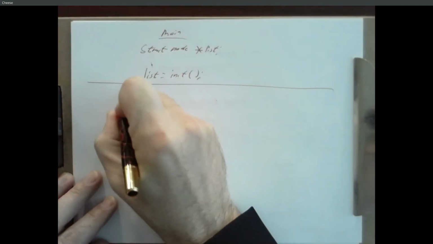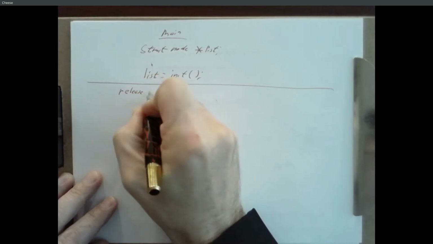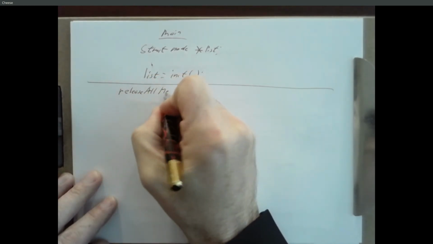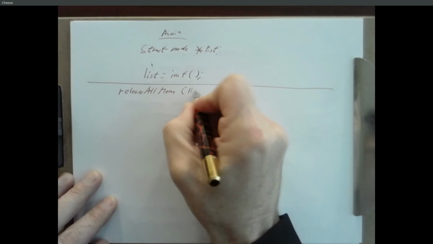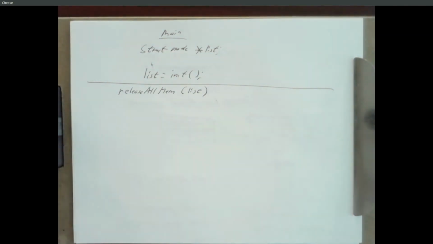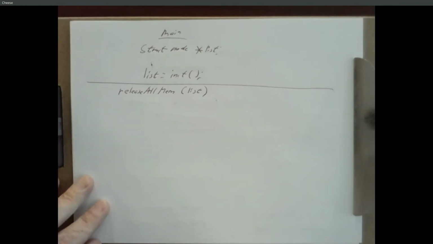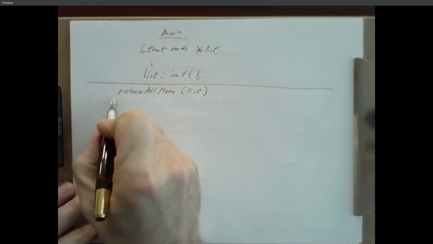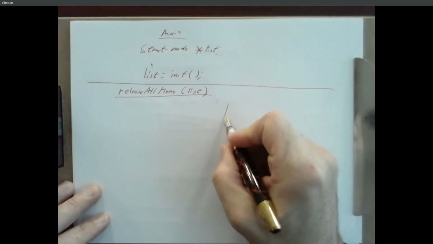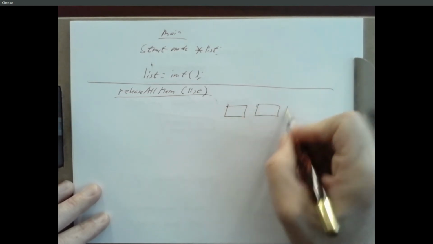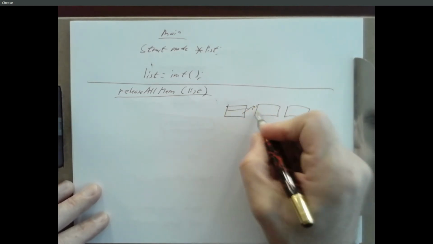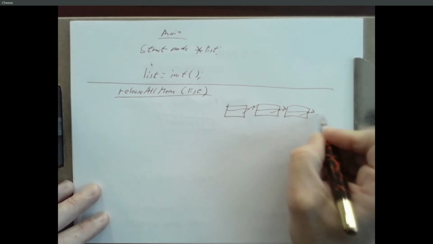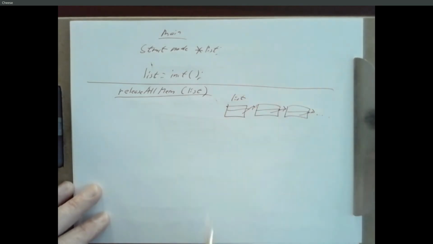So let's write a release all memory function. We'll pass it a pointer to the sentinel node, our struct node star, which I sometimes call a header, but it's the thing that points to the list. So how do we release all the memory? Let's draw a picture. And here's list, it's the sentinel.